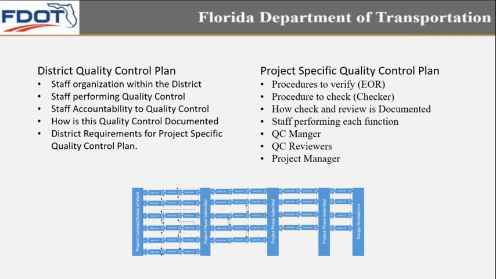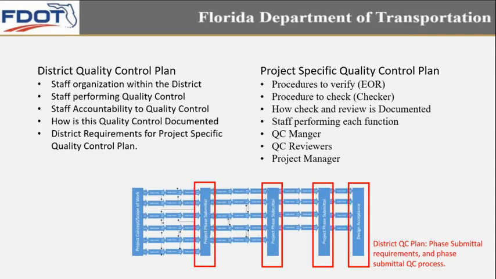Obviously you have your district quality control plan, which should outline things such as staff organization within the district, staff performing the quality control, staff accountability to quality control, how the quality control is being documented, and district requirements for the project-specific quality control plan. And you have your project-specific quality control plan. Again, some of the things: procedures to verify, procedures to check, how the review is documented, staff performing each function, QC manager, QC reviewers, project manager.